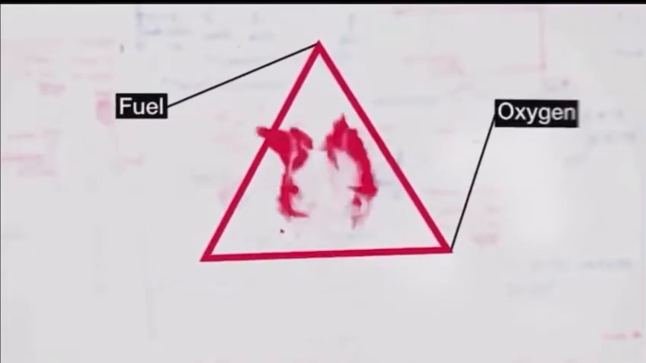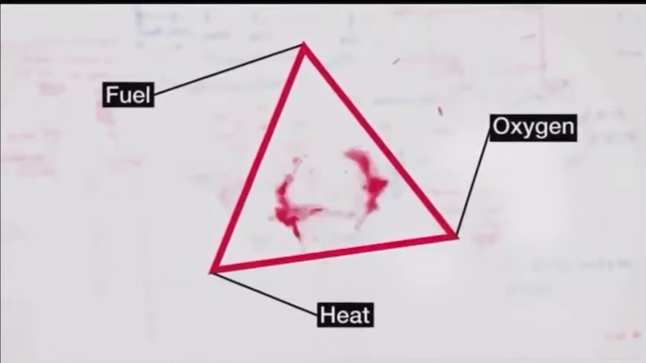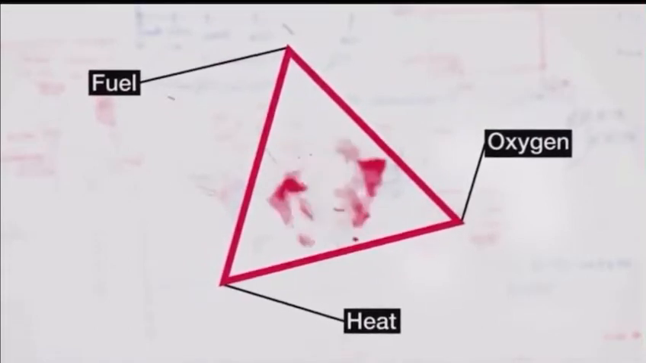Now, to understand how to extinguish a fire, you need to understand what makes a fire. The fire triangle illustrates the three elements of a fire: fuel, oxygen, and heat. Take away one of the three elements, and you will put out the fire. That's how fire extinguishers work. They are designed to remove at least one of these elements so the fire will die out.